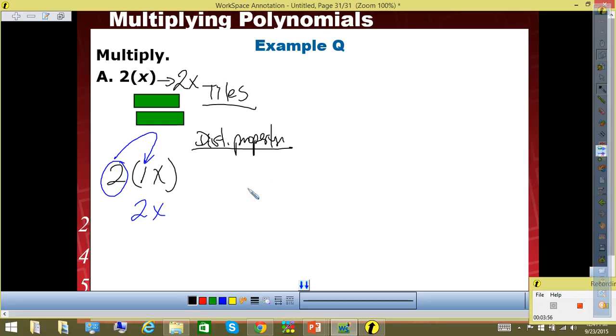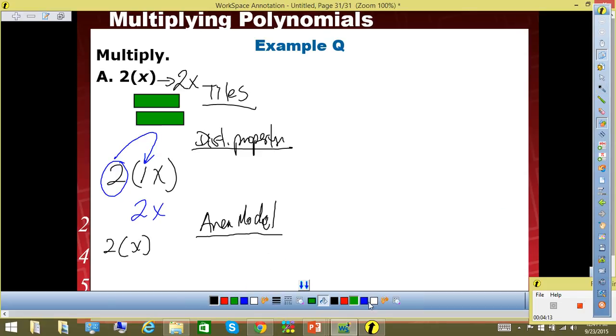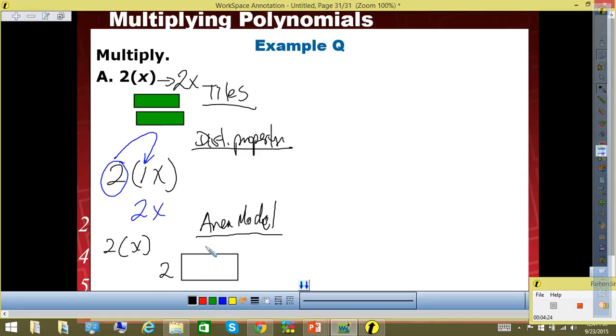And the last method that we're going to use is the area model. And this one, get familiar with it because you are going to be using it plenty. So, area model. How does that work? Well, if they give us 2 times x, we need to draw a rectangle. And it's not going to be like this for tiles. It's just a regular rectangle. And we're going to find the area of this rectangle. What is the side measurement? It's 2. What is the length? X. And how do we find the area? Length times width, which is 2x. And that's how we use the area model. Fairly simple?